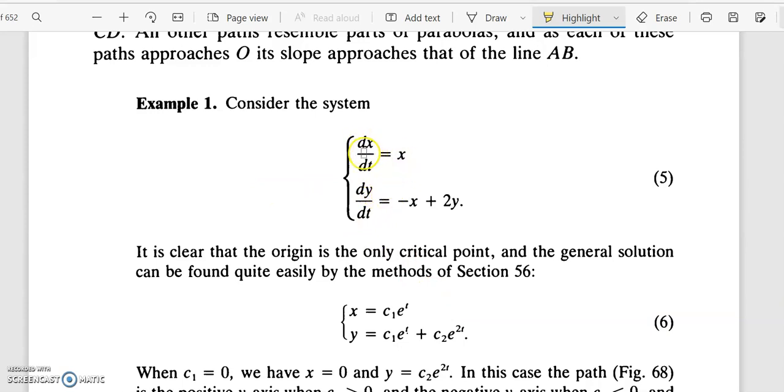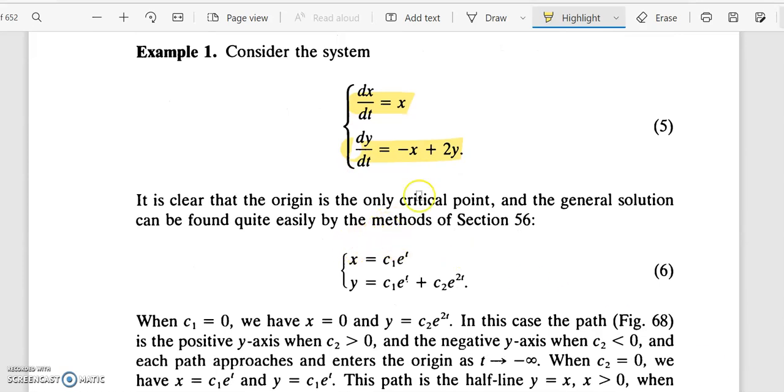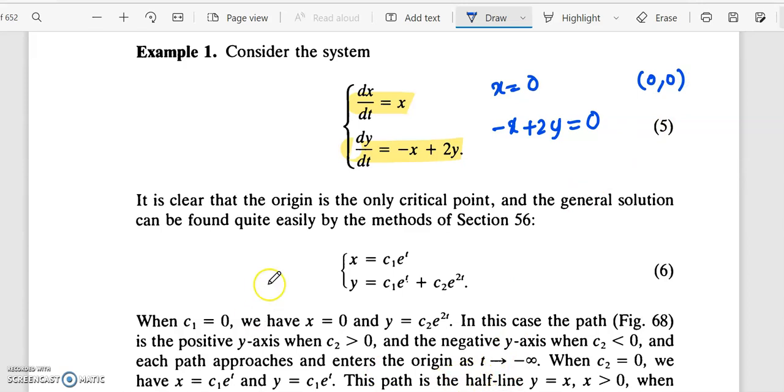Okay. So we have the system dx by dt equal to x and dy by dt equal to minus x plus 2y. Now when you solve the equation, taking the condition f equal to 0, g equal to 0, the only critical point will be 0, 0. Upon solving, you will get the general solution x equal to c1 e raised to t and y equal to c1 e raised to t plus c2 e raised to 2t.